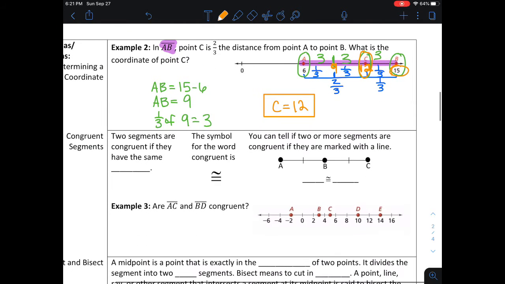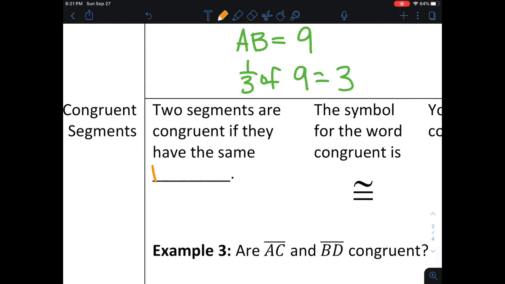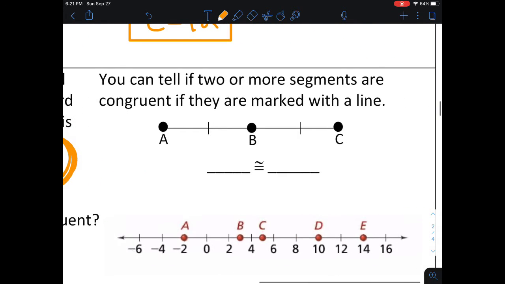Now we're going to look at congruent segments. 2 segments are congruent if they have the same measure. The symbol for the word congruent is here. This is really important. You can tell if 2 or more segments are congruent if they're marked with a line. So the line that they're talking about is this line right here.